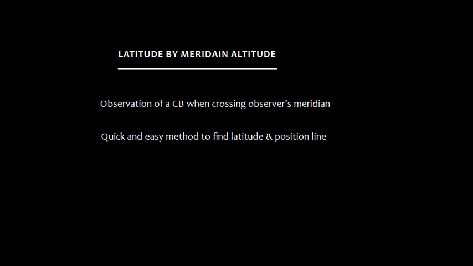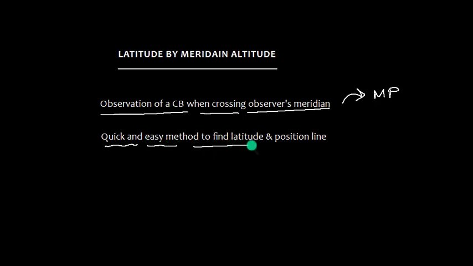Let's talk about latitude by meridian altitude. Well, this is the method where we make an observation of a celestial body when the celestial body crosses the observer's meridian, or this is called meridian passage. Well, this is very important from the navigator's point of view, as this provides a quick and easy method to find latitude and position line.